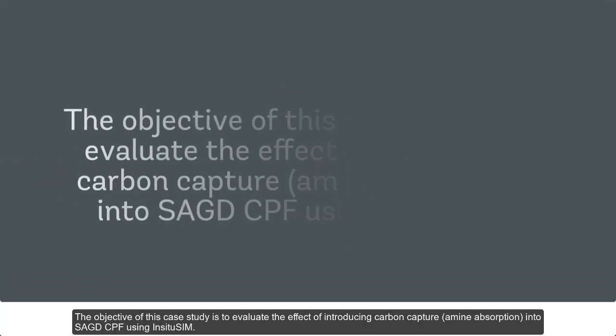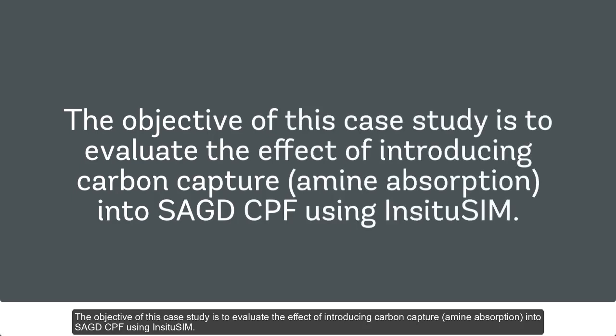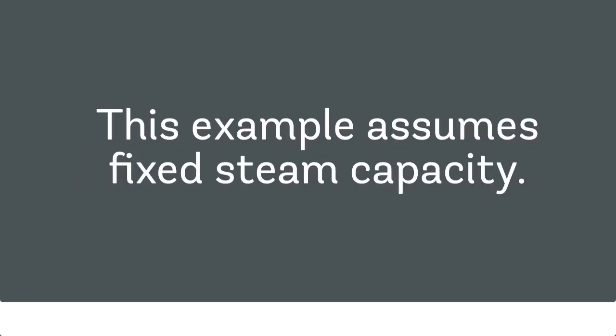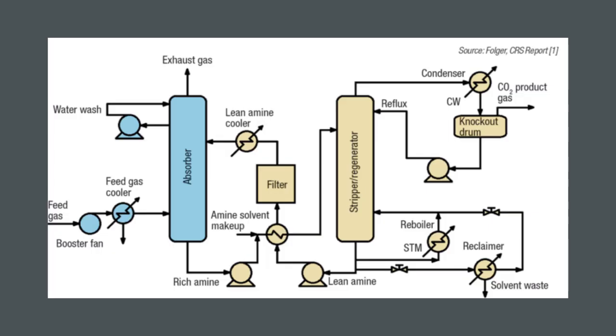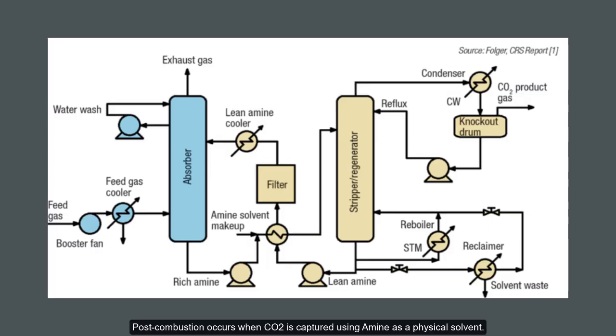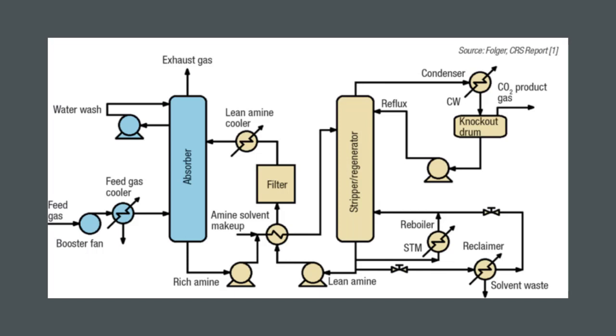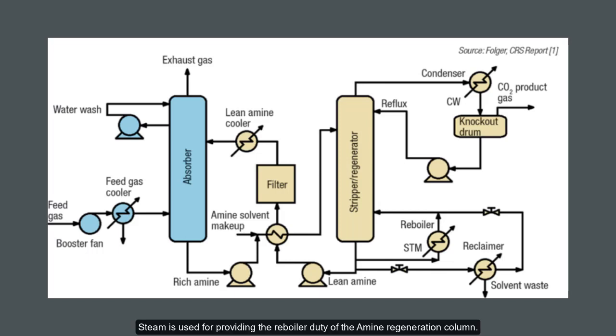The objective of this case study is to evaluate the effect of introducing carbon capture, amine absorption into SAGD CPF using InsituSIM. This example assumes fixed steam capacity. Post-combustion occurs when CO2 is captured using amine as a physical solvent. Steam is used for providing the reboiler duty of the amine regeneration column.